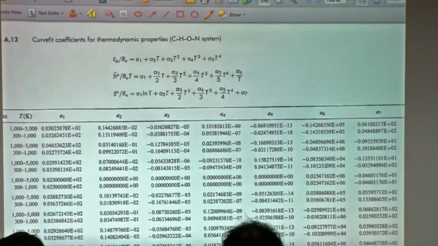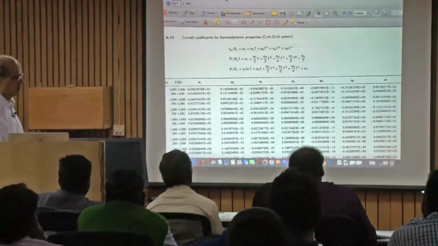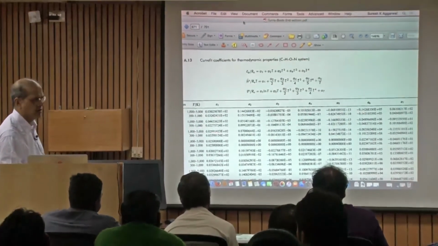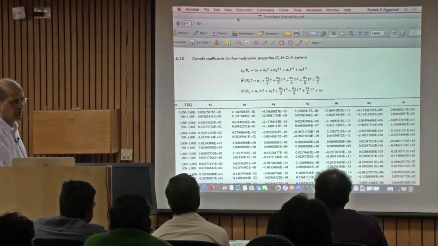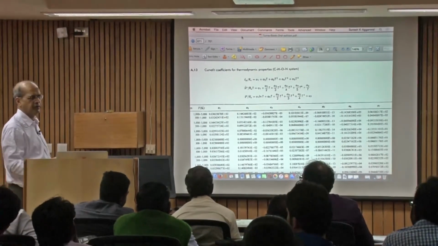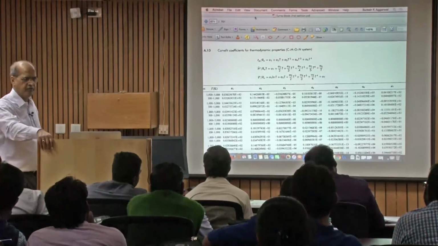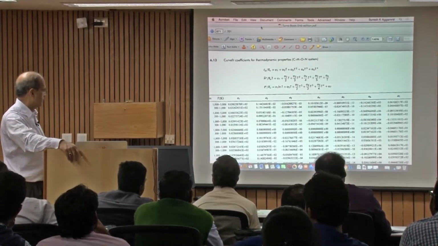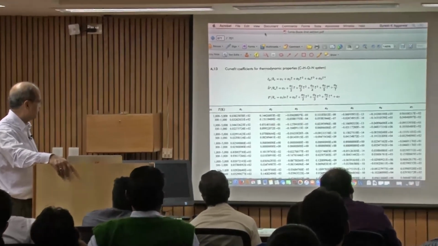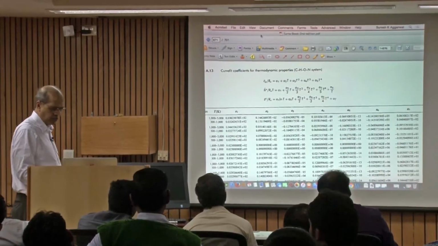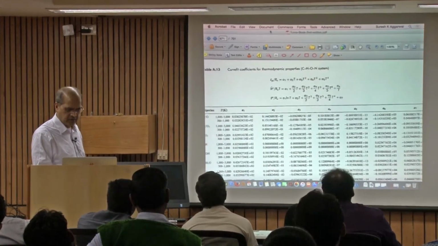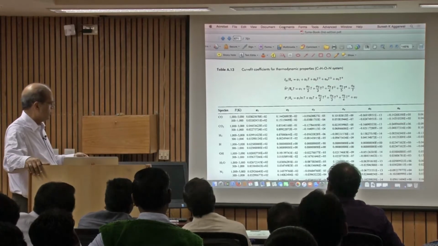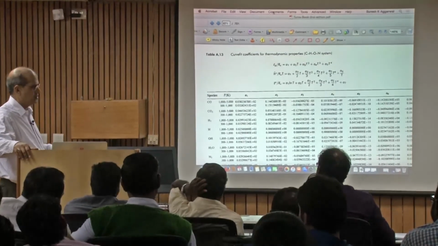From 300 to 1000, then these values are different from 1000 to 5000. So most of the combustion software use these tables. Not just for equilibrium, but for calculating flame properties. Laminar flames or turbulent flames, they use some table like this. So these are for different gases. Here are the gases, CO and so on.